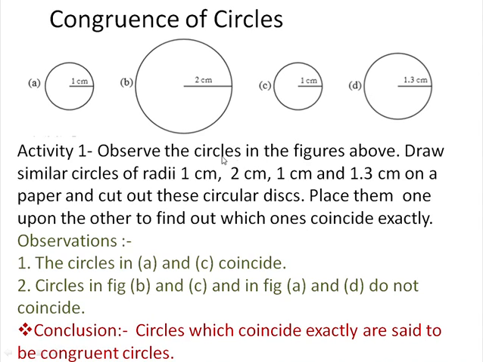So here you will find that only circles in figure A and C will coincide with each other exactly, whereas no other pair of circles you will get which coincides exactly. So here we will write the observation. The circles in figure A and figure C coincide, whereas circles in figure B and C and in figure A and D do not coincide. So what conclusion we will make here? Circles which coincide exactly are said to be congruent circles.